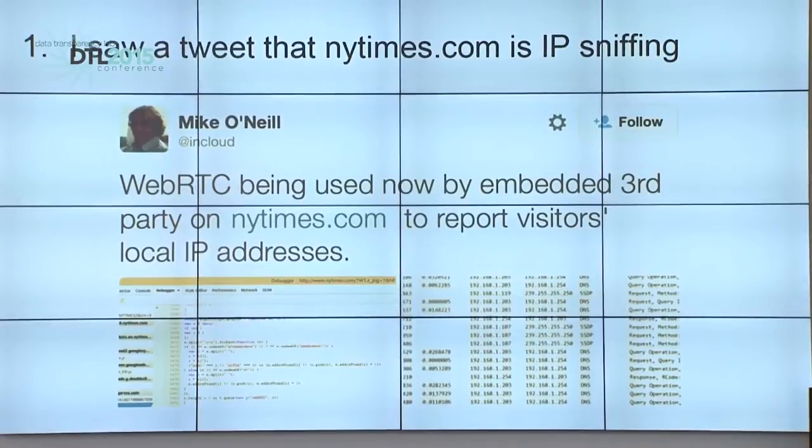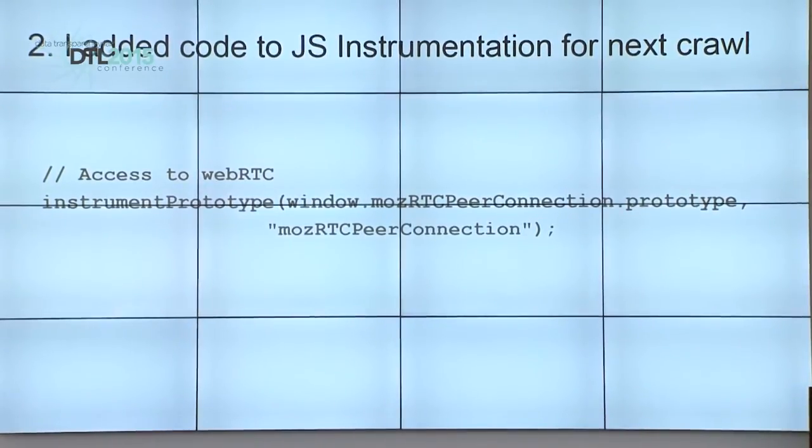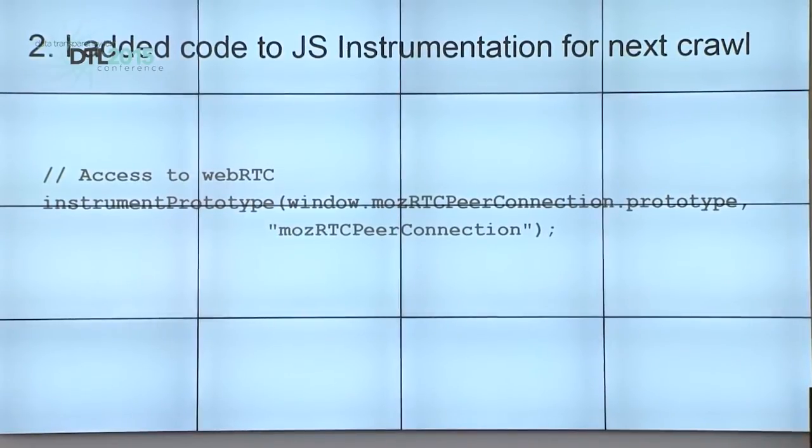So I saw a tweet that the New York Times was doing this, and I said, well, why don't we go and measure that in our larger crawls? So I added some JavaScript instrumentation to do this. And I want to point out, this was added to the Firefox extension that I was talking about. We only needed to add one line to do this. Just call our instrument prototype function, which can instrument any JavaScript object prototype, and call it on the API that we see being used for fingerprinting. And this is the kind of thing that we want to support, right? We want to be able to think of a new thing to measure and just pop it into a pre-existing platform rather than having to build a new platform to write a study to measure this.